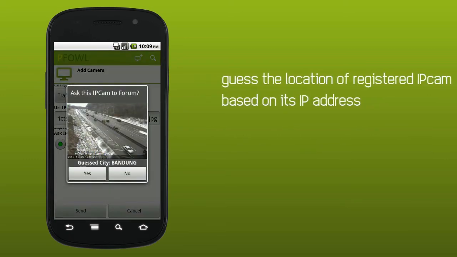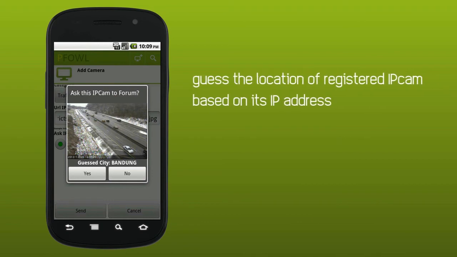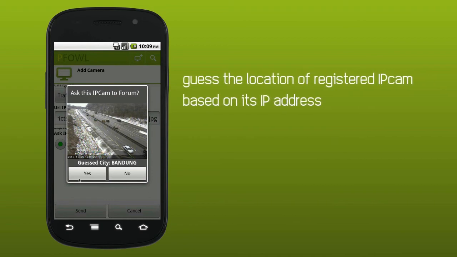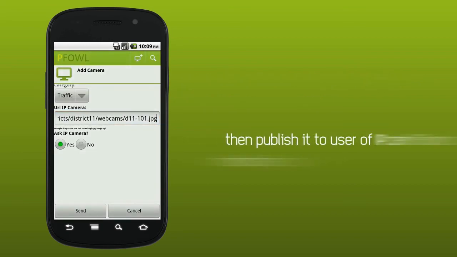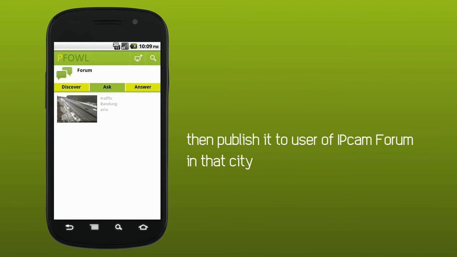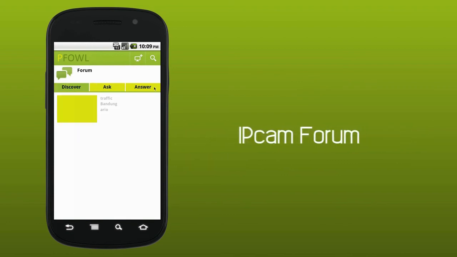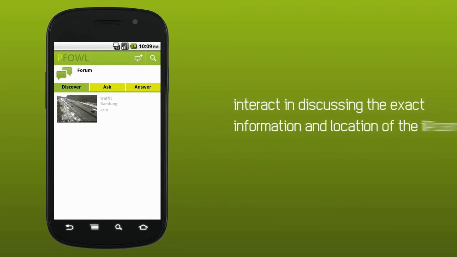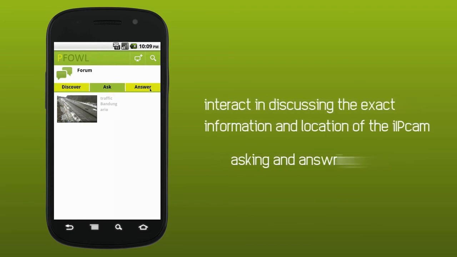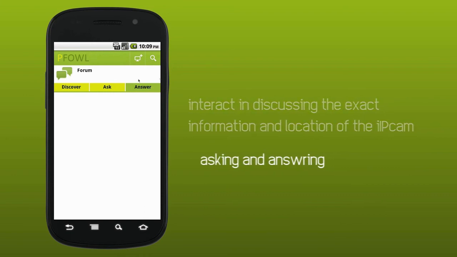PFOWL will guess the location of the registered IPcam based on its IP address, then publish it to users of the IPcam forum in that city. Since it is in the same city as us, we shall check the IPcam forum. In the IPcam forum, users can discuss the exact information and location of the IPcam. Here we can see our activity like asking and answering.